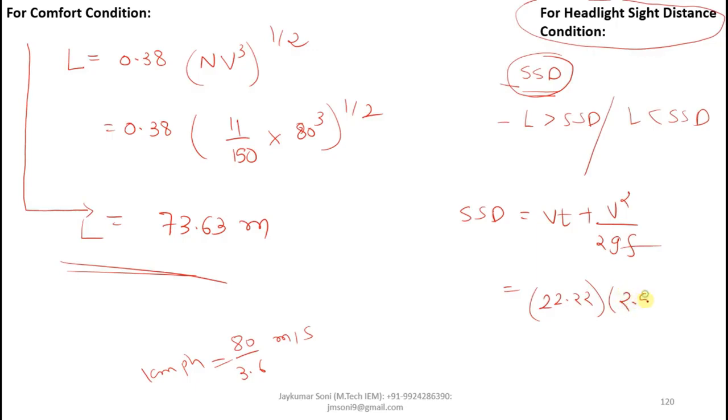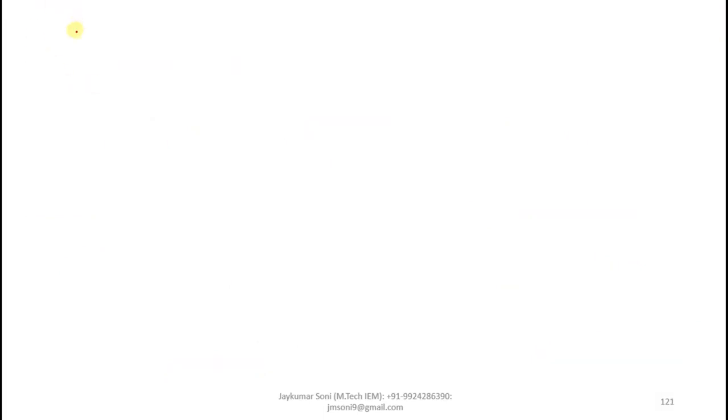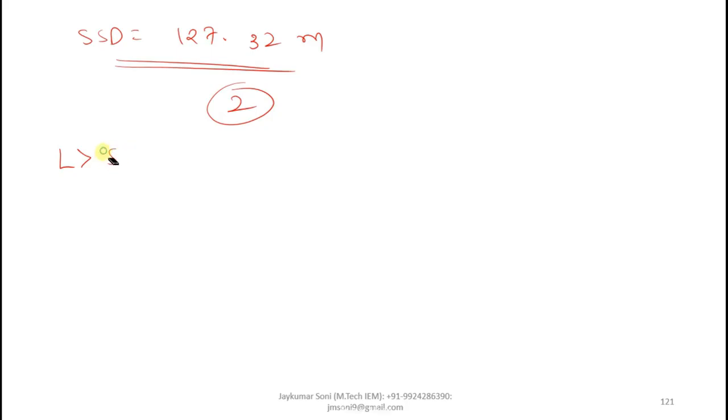We will consider the value of T as 2.5, again 22.22 whole square by 2 times 9.81 times F, and we'll consider the value of F as 0.35. We have done these things in our previous examples. So the value of SSD will be 127.32 meters. Now we need to consider one criterion out of two conditions. Either we can consider L is more than SSD or L is less than SSD. Let us consider this.